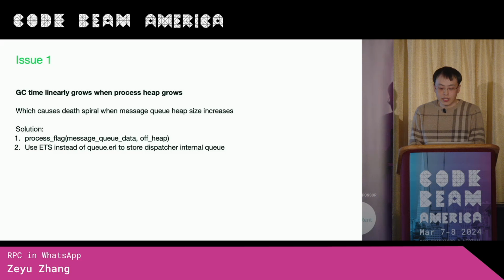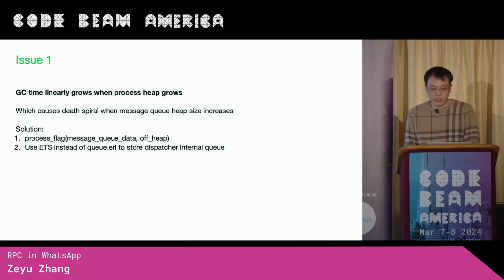So the first issue is a well-known one: Erlang garbage collection does a linear scan of the process heap every time, and the GC time grows linearly as the process heap grows. For us, both the internal and the external message queue of the dispatcher use memory. When lots of requests are pending, the heap becomes larger and larger, and eventually it cannot even run the receive loop faster than the speed of incoming requests, which leads to a death spiral.